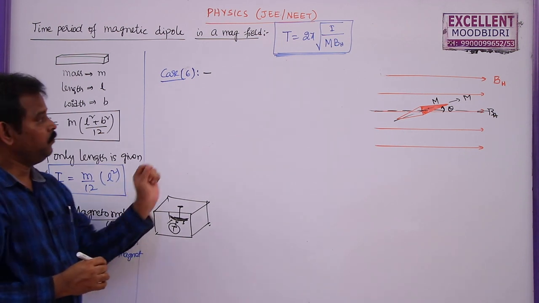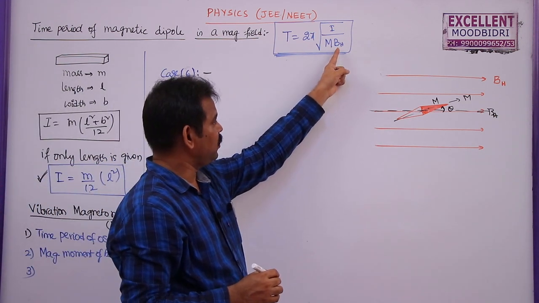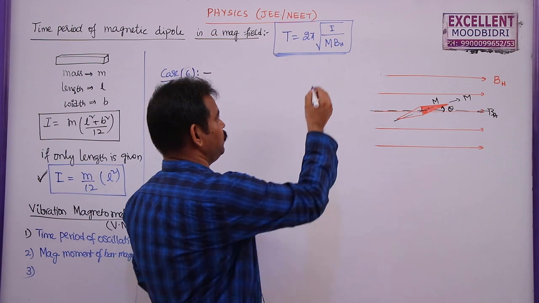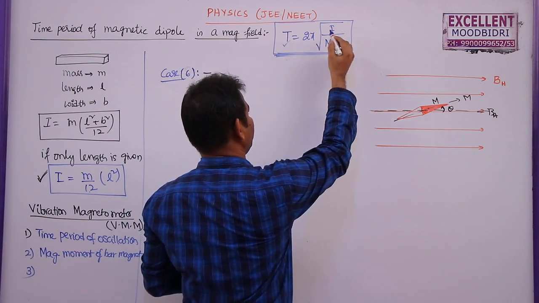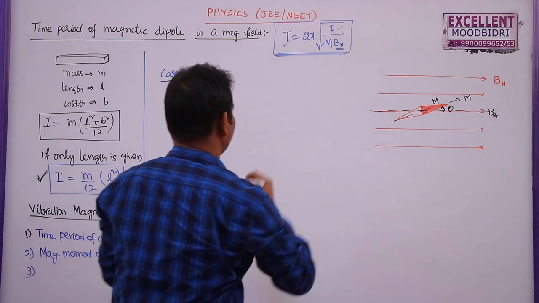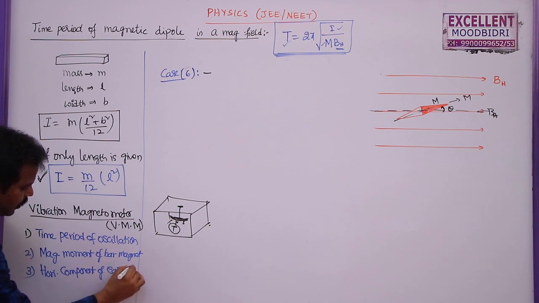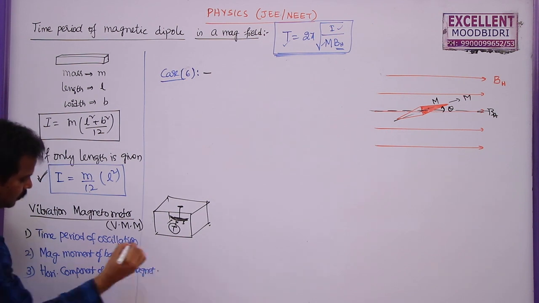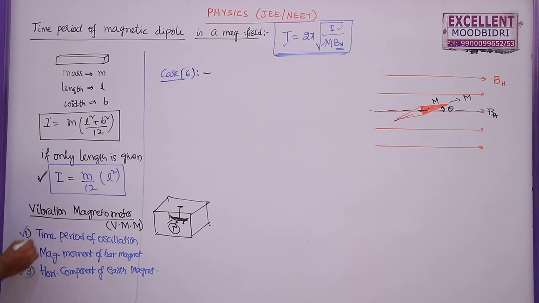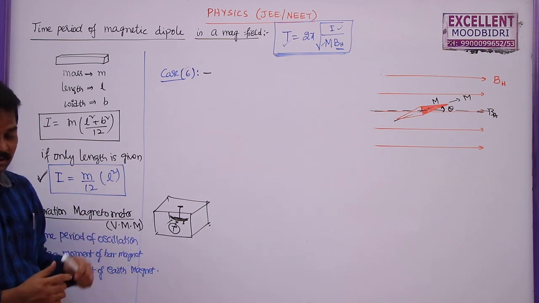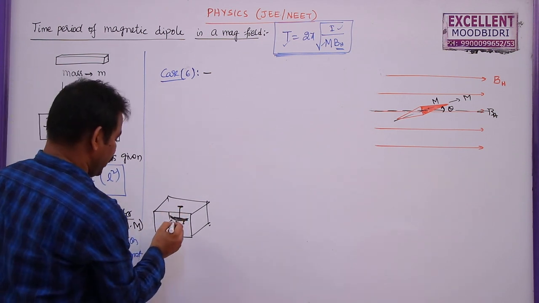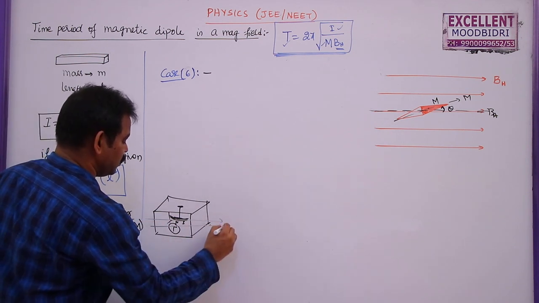Third one, if you don't know the magnetic field induction at a particular point on the surface of earth, if you don't know the BH value, by finding the time period, moment of inertia and magnetic moment, we can find the horizontal component of Earth's magnetic field. So these are the three uses of vibration magnetometer. And also to find the frequency, if you know the time period you can find the frequency, so that is secondary.